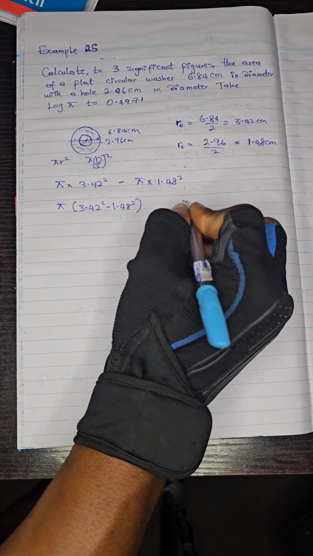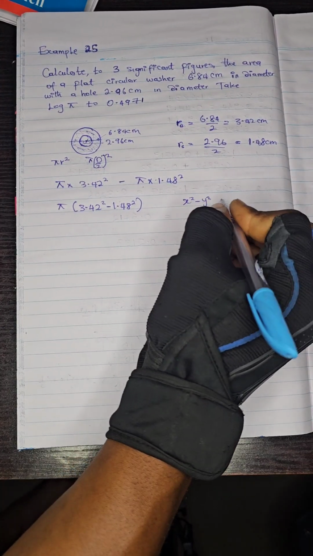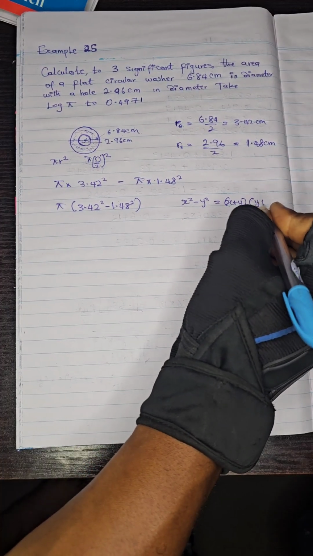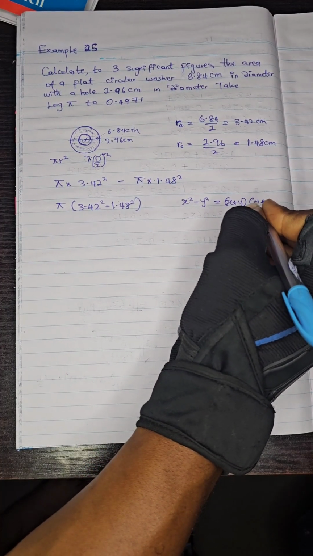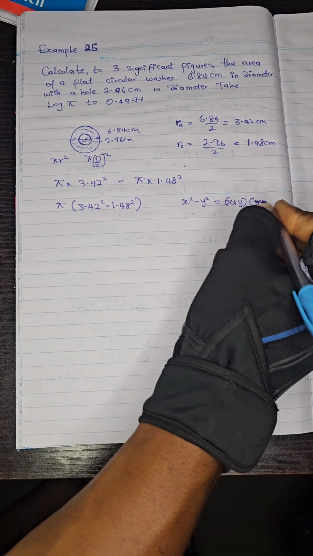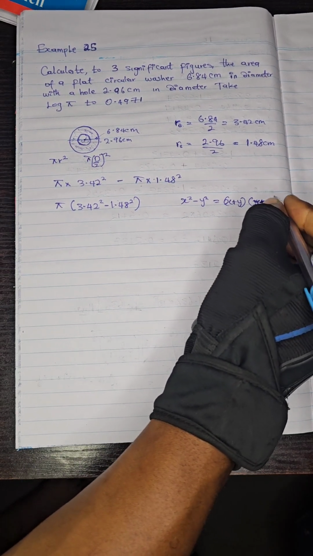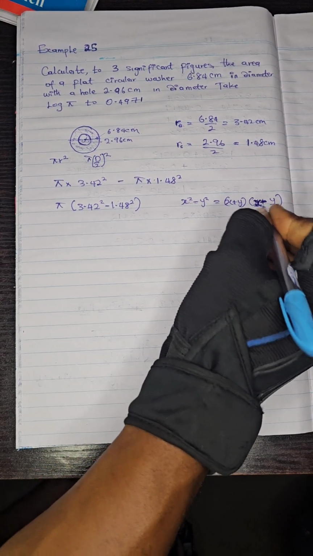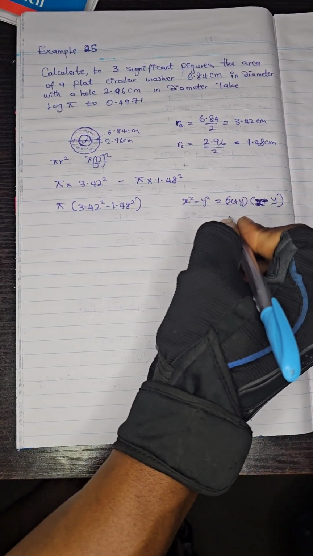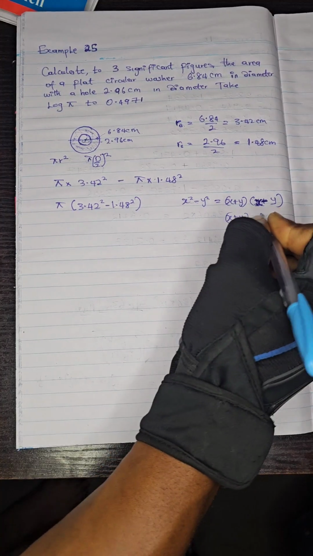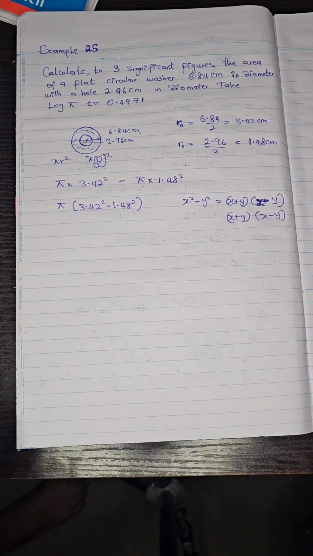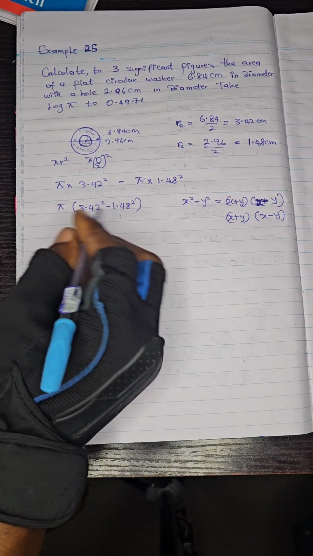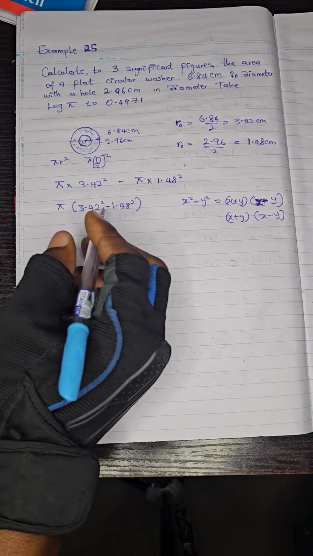What does it mean? It means that when you have x squared minus y squared, you can express it as x plus y all multiplied by x minus y. It's called the difference of two squares. Let me write it here: x plus y, x minus y. So whatever you get here is the same thing you get here. So you can see that these values look like the difference of two squares.